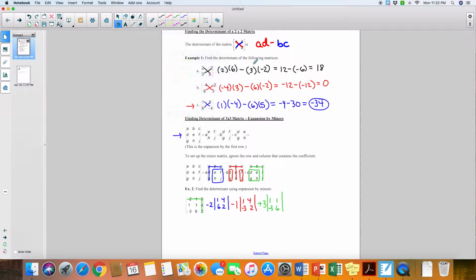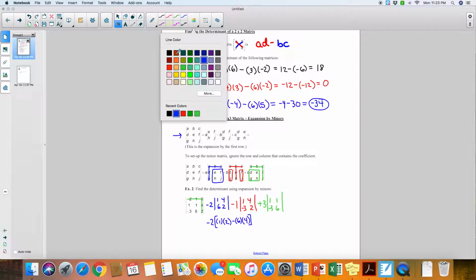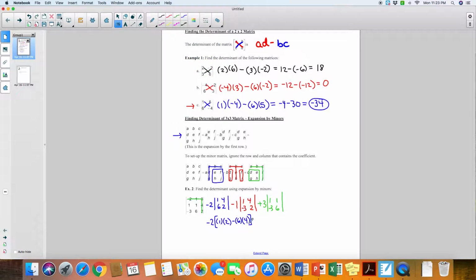So now I want to simplify. All right, so what we're going to do is actually find the determinants of these 2 by 2 matrices. All right, so to find the determinant, remember again, we're going to cross multiply and find the difference. So this would give me 1 times 2 minus 6 times 4. Okay. Then I'm going to move on to the next one.